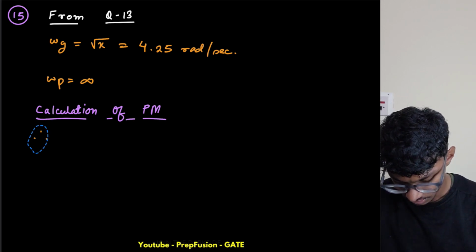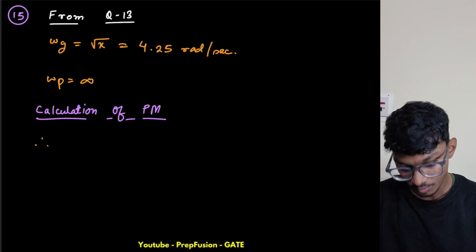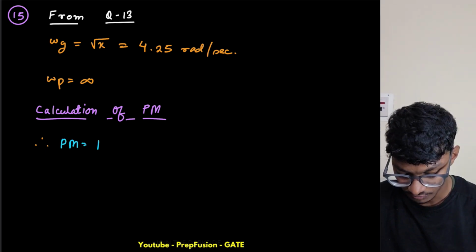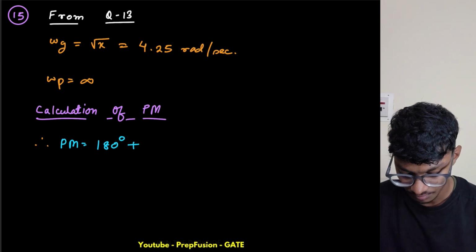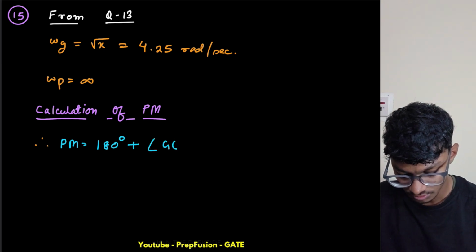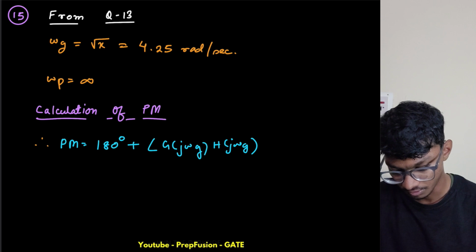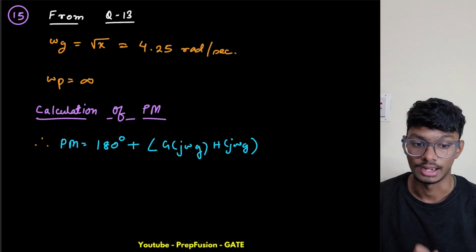Calculation of phase margin. So what is my phase margin? Phase margin equals, what is the formula? 180 degrees plus angle of G of j omega g into H of j omega g, right? This was my formula.